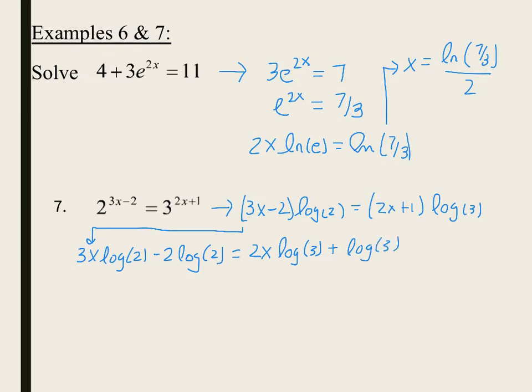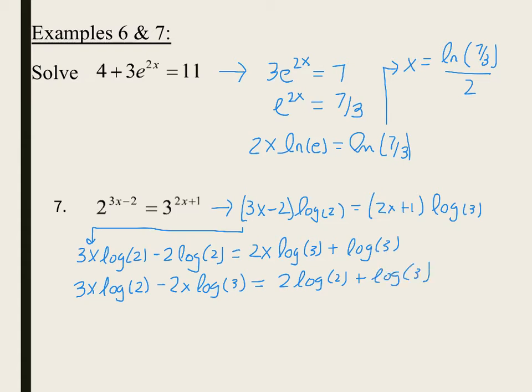Now at this point we're going to move all the x's together and then just the regular logs onto the other side. So here we're just going to put in 3x log 2 minus 2x log 3, subtracting 2x log 3 from both sides, and then we're going to add 2 log 2 to both sides, so we get 2 log 2 plus log 3.